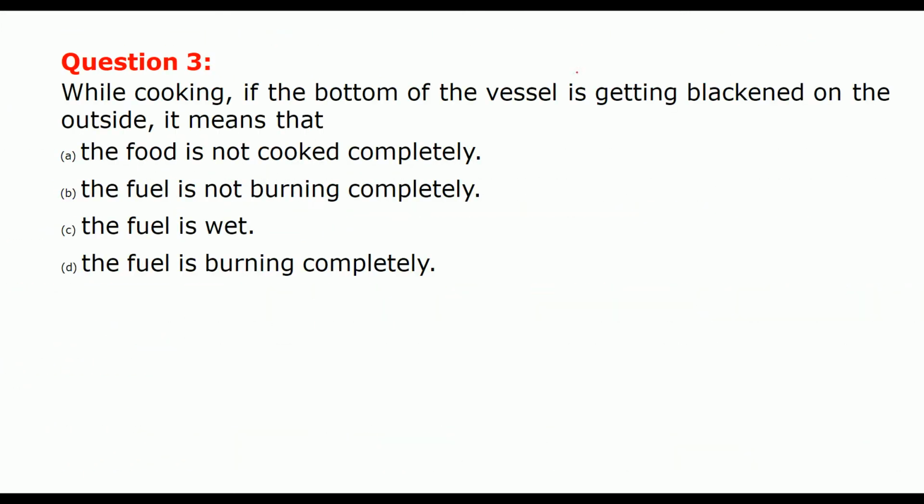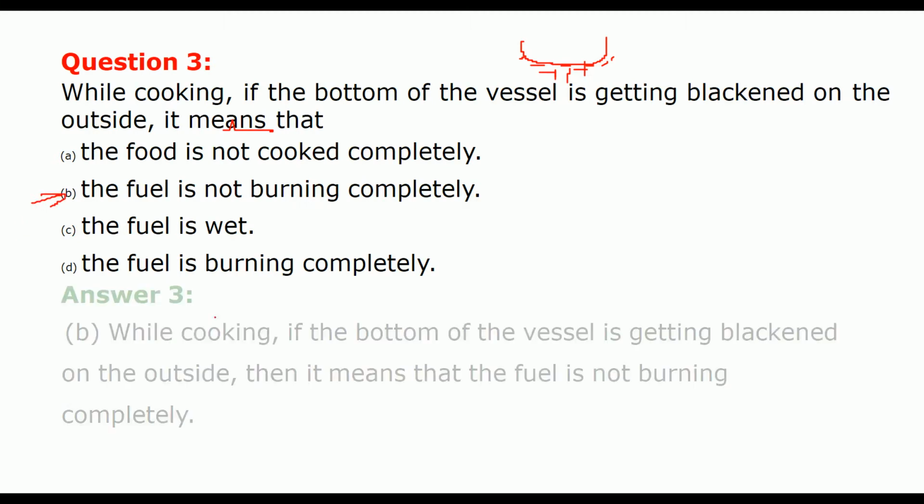While cooking, if the bottom of the vessel is getting blackened on the outside, it means that the fuel, or the gas coming out of the burner, or anything which is used as a fuel, is not getting burned properly. B is the answer.